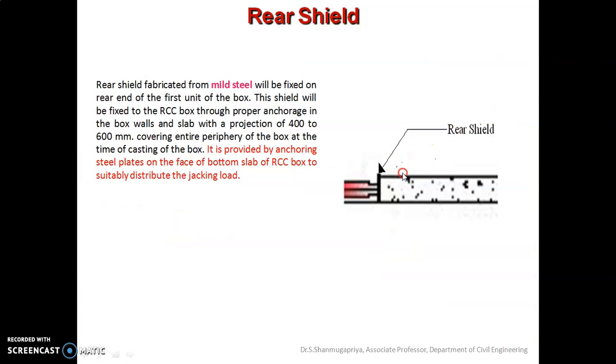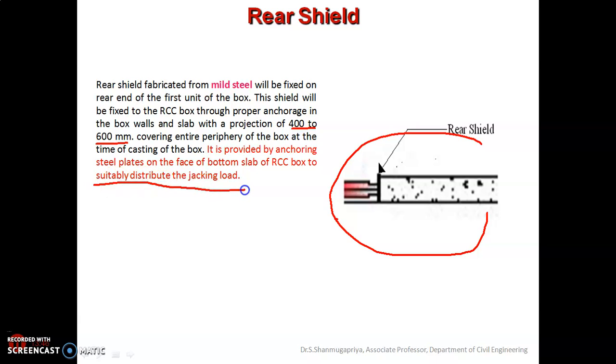So the next is the rear shield. Like the front cutting shield, the rear shield is also fabricated from mild steel, and it is fixed to the rear end of the box. This shield will be fixed to the RCC boxes through proper anchorages in the box wall with a projection of around 400 to 600 mm. This also covers the entire periphery of the box at the time of casting of the box, and generally it is provided with anchoring steel plates on the face of the bottom slab of the RCC box for suitably distributing the jacking loads.